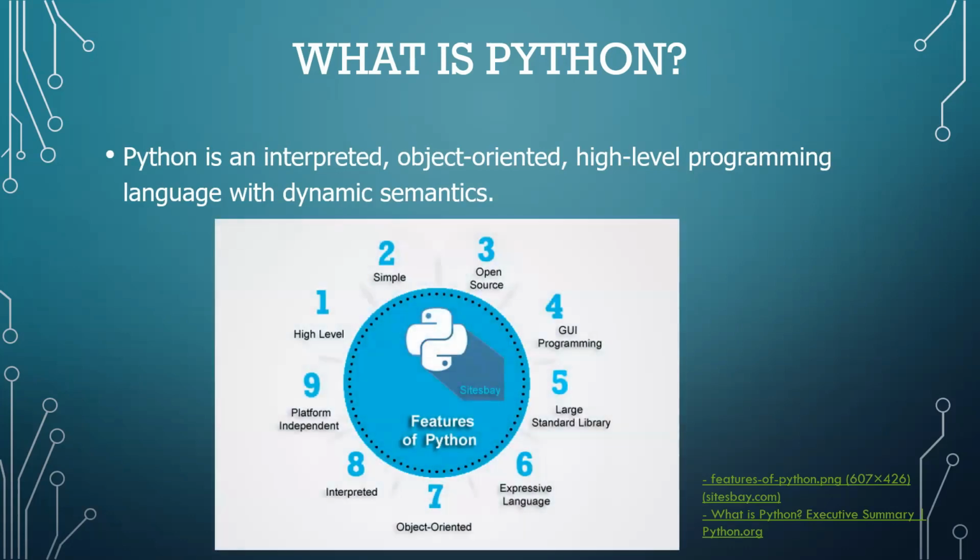So why Python? Well, first of all, like I said, it's a high-level programming language. It's simple to use. It's open source, so you can download it from the internet easily, like I did. The users are in control of it. It has built-in large standard libraries. Its language is expressive and interpreted. And it's also object-oriented, as I said, and platform independent.